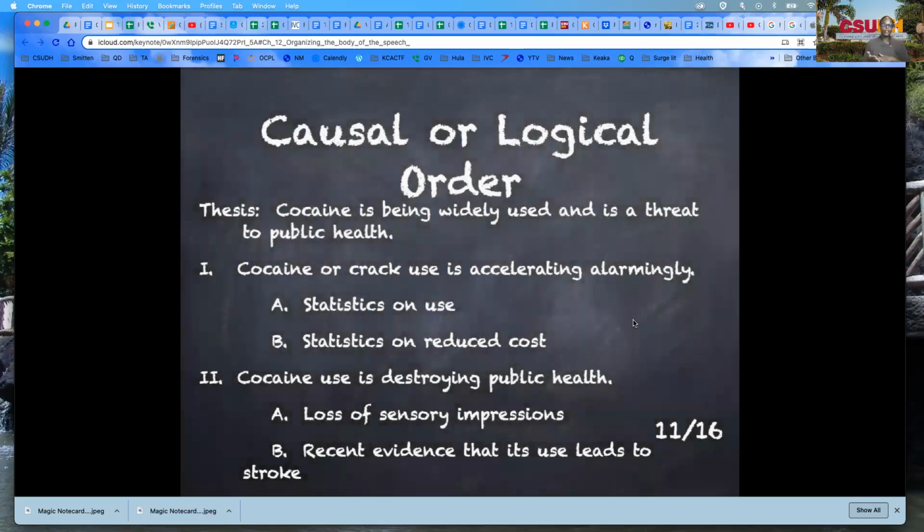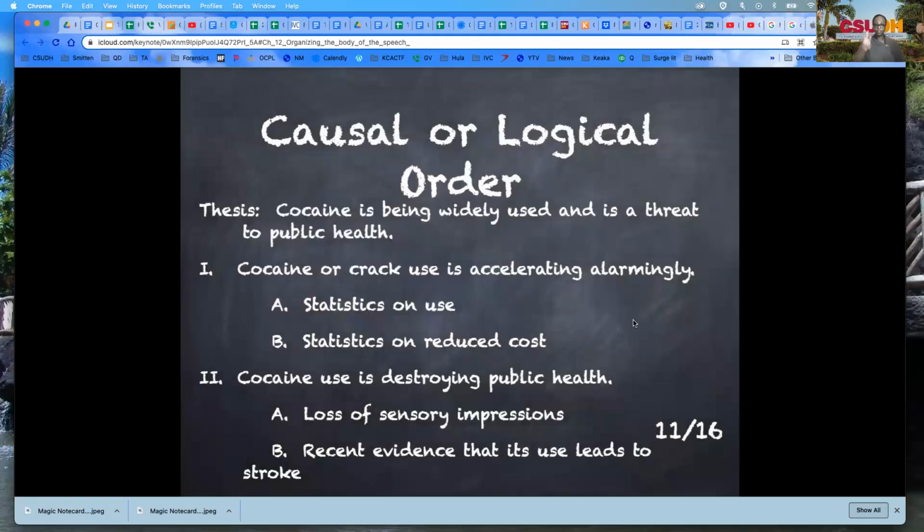All right, causal or logical order. This one tends to work for persuasive speaking, but we don't use it for persuasive speaking. Reminder, our persuasive speech order is problem, cause, solution. First main point is problems. Second main point is causes. Third main point is solutions. We don't do anything else for our class. Every speech you give in this class, problem, cause, solution. Every speech. So these are all just ways to do it.